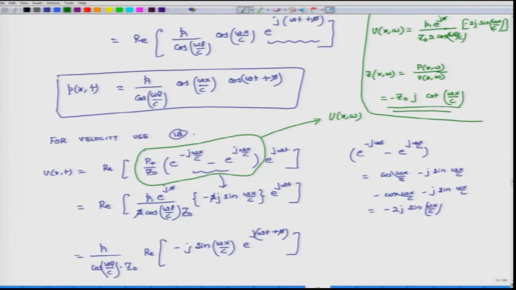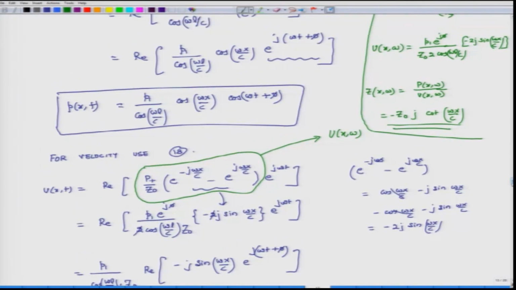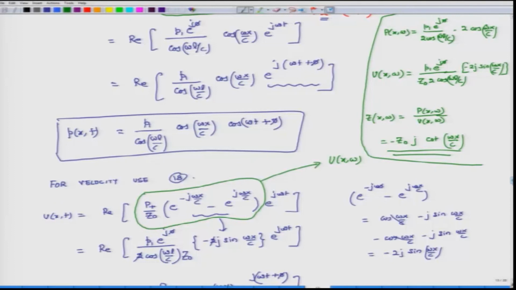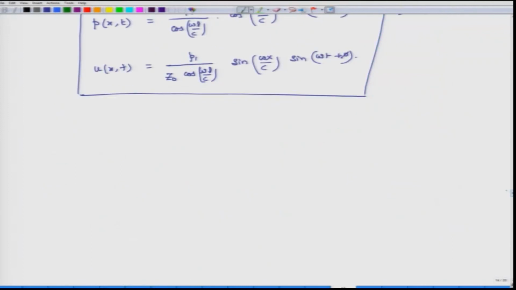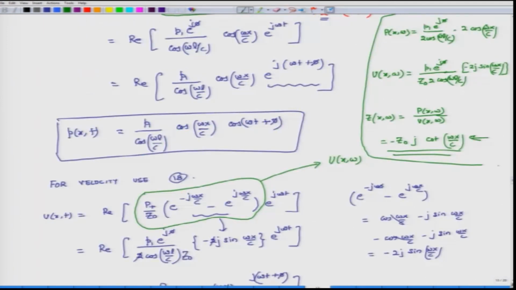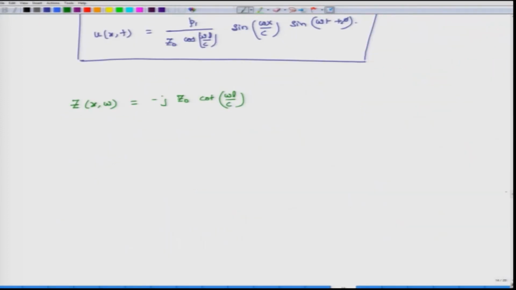For this system, which is a tube with a rigidly closed end, the complex specific acoustic impedance Z is equal to minus j Z naught cotangent omega x over C. This is how we calculated it, and I am just rewriting it here.